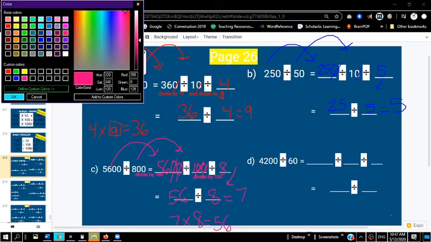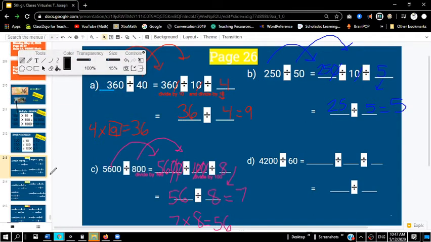All right, let's do the last problem on page 26. Let me do this one in black so you can see it. 4,200 divided by 60. Again, I'm just going to put my number in there. There are multiple ways of doing these problems. This is just the way that Prime recommends. 60 is equal to 10 times 6, so that I can simplify this problem a little bit easier.